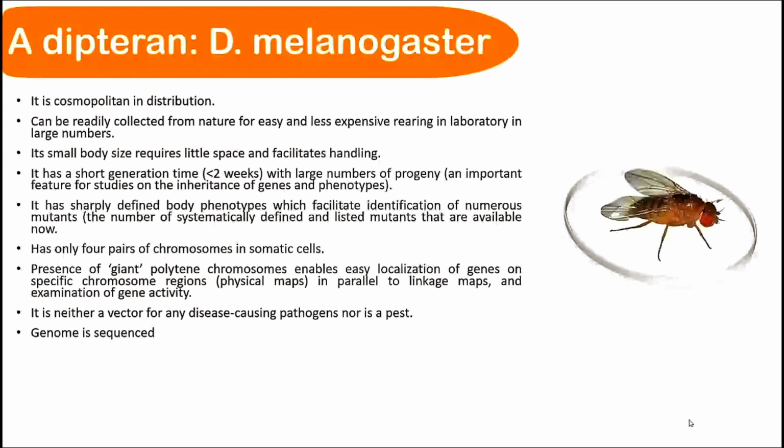And a good thing is, again, as I said, by the year 2000, its genome also got completely sequenced, and 77% to be precise, and around 75% of the human disease genes are homologous in the case of Drosophila. Now, there are very interesting studies.